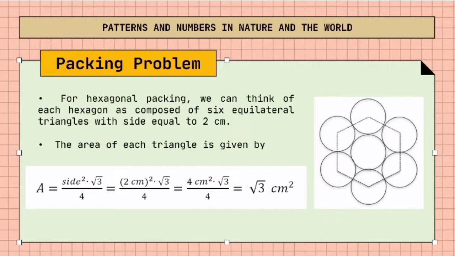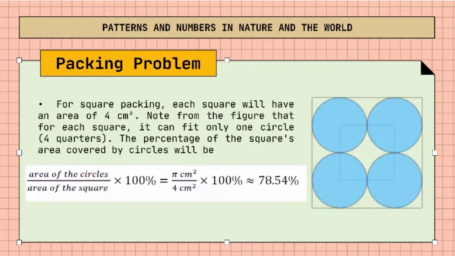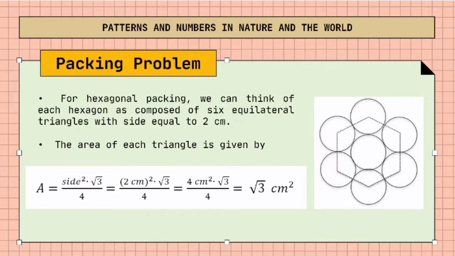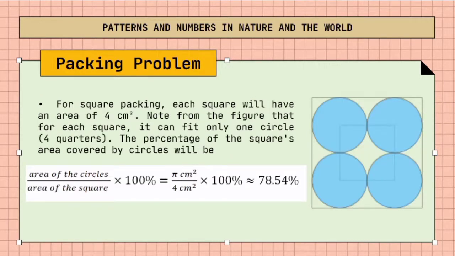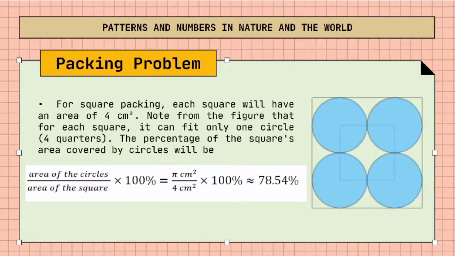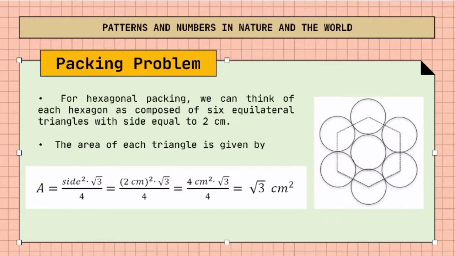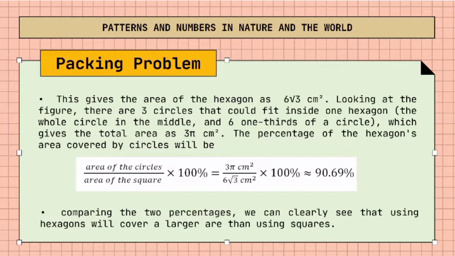So if we have to answer the question previously, which is why bees use hexagon in making honeycomb and not any other polygons, we have to compare the square packing to the hexagon packing. If we convert the hexagonal packing to a percentage, this will be the result.